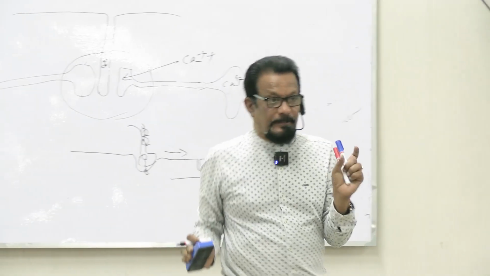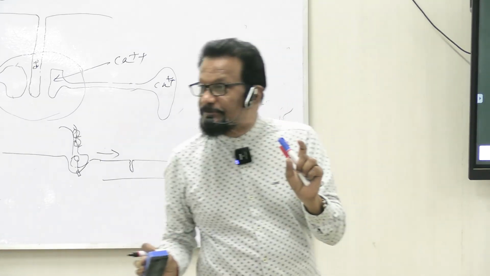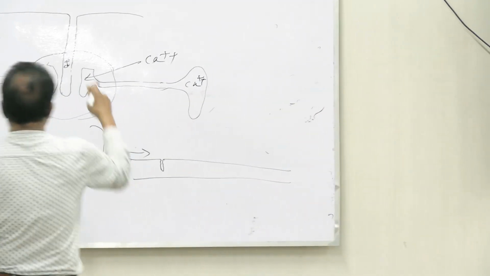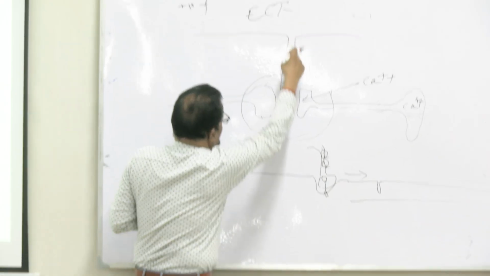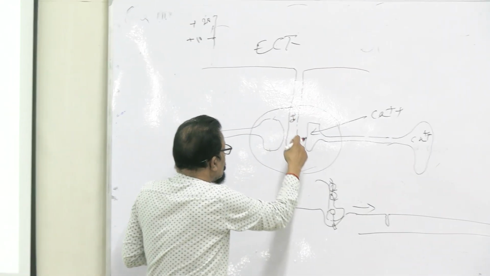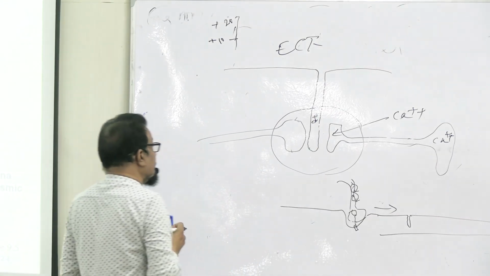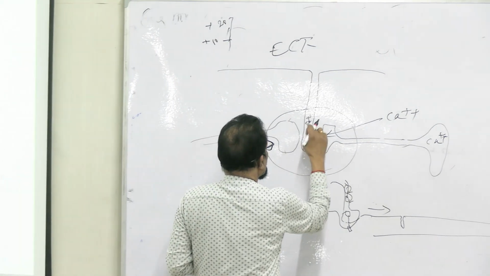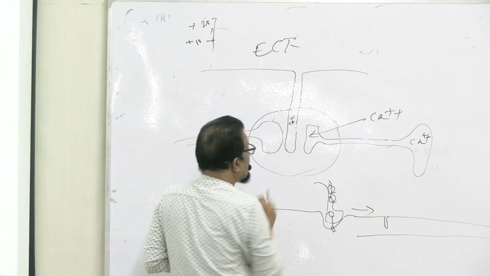Are there any confusion? Any question up to this? Right. Okay. Now this action potential is entering. When they have entered here, what will be there?